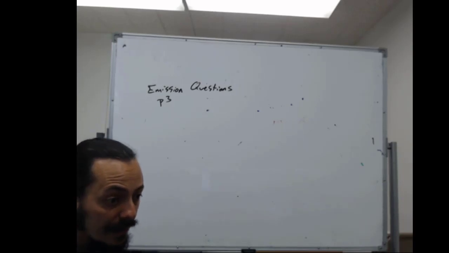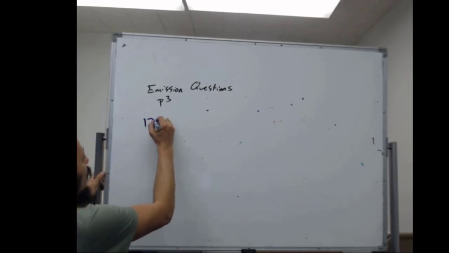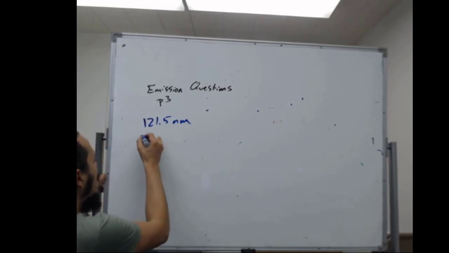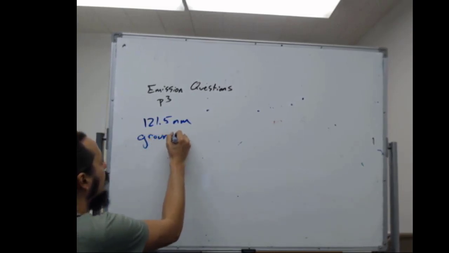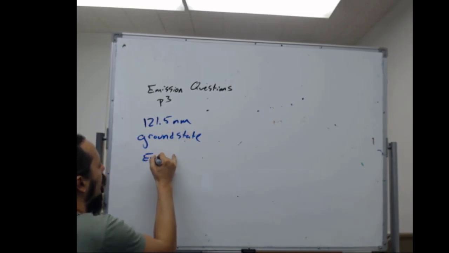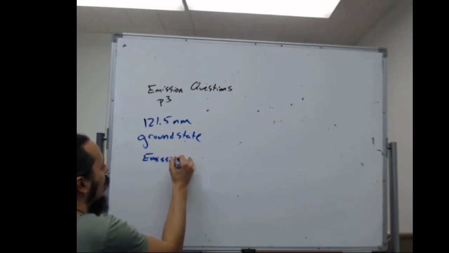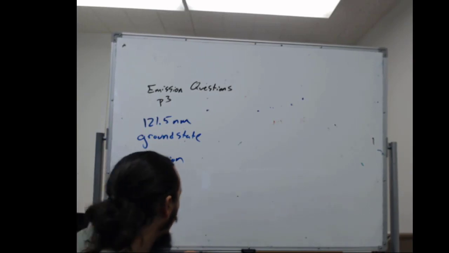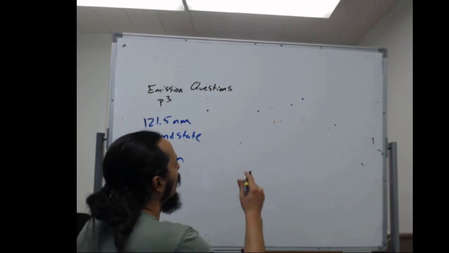Let's write down the explicit information: 121.5 nanometers, ground state, emission. These things are all the clues that tell us what kind of problem we're going to be looking at. The fact that we've got a wavelength that's emitted and we're talking about ground state should give us the clue that we're looking at a Rydberg type equation, a Rydberg type problem.